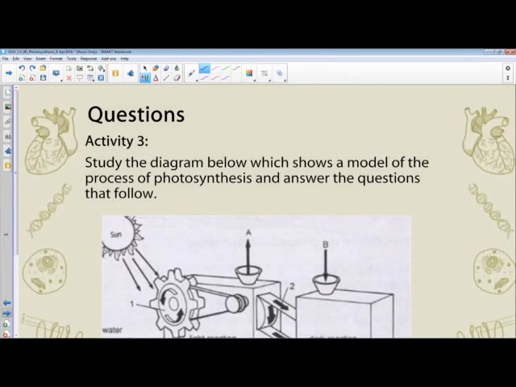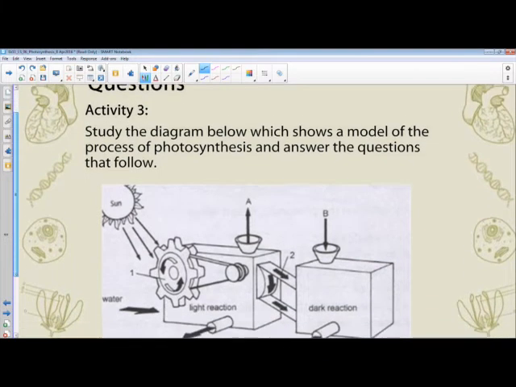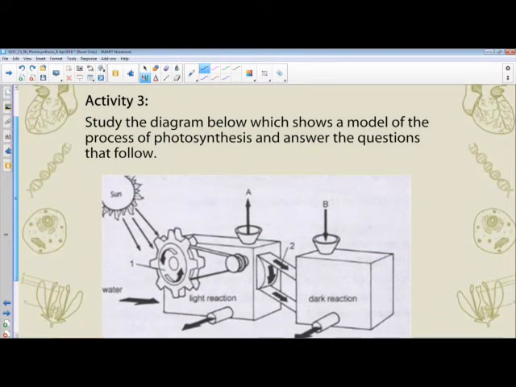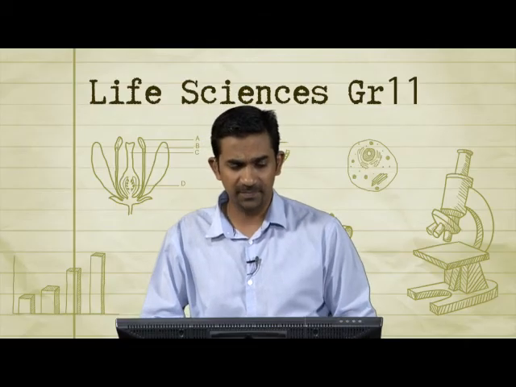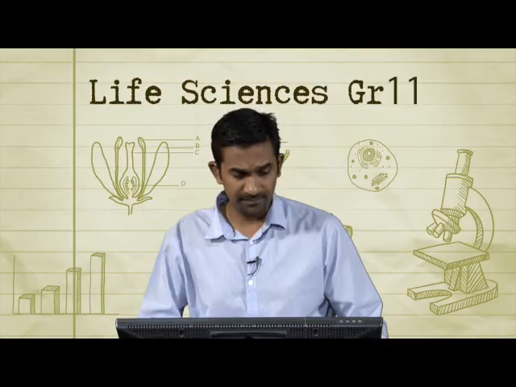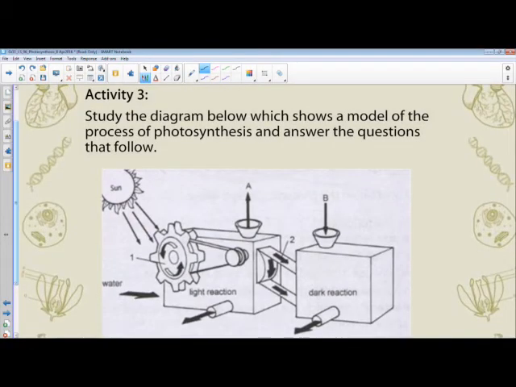Guys, we're going to take on some different questions in which we're going to try to extend ourselves into applying the process and the concepts of photosynthesis. So let's very quickly look at this diagram. Study the diagram below, which shows a model of the process of photosynthesis, and answer the questions. Let's look at this. Something very different to what you'd normally see.